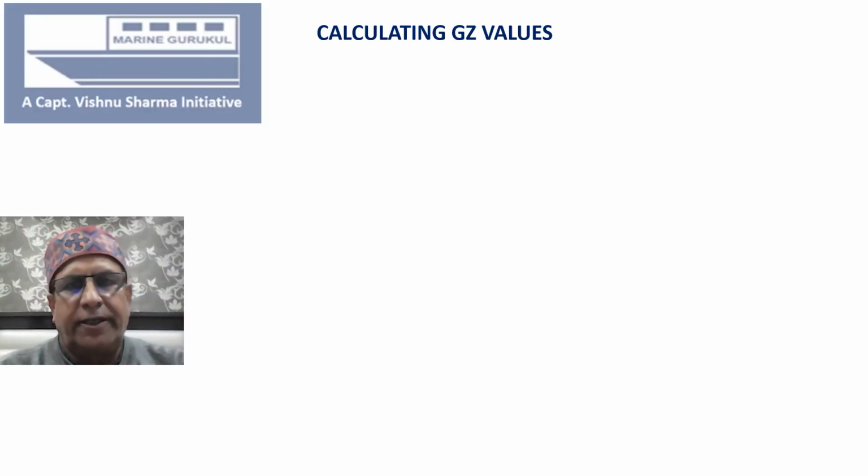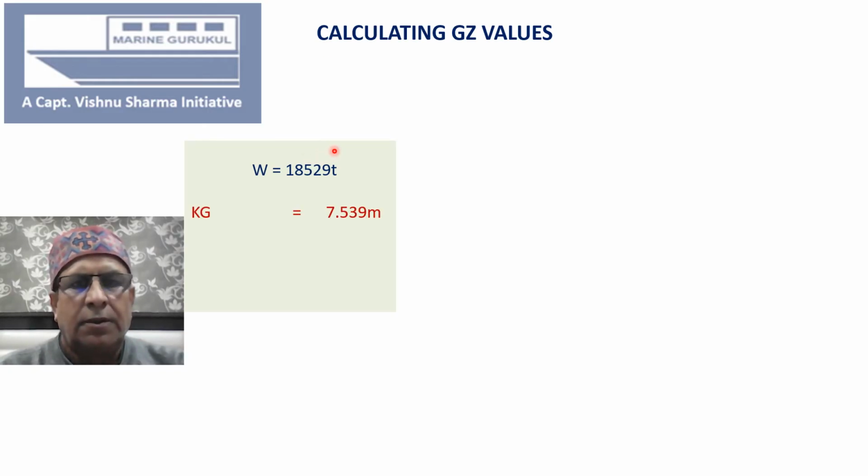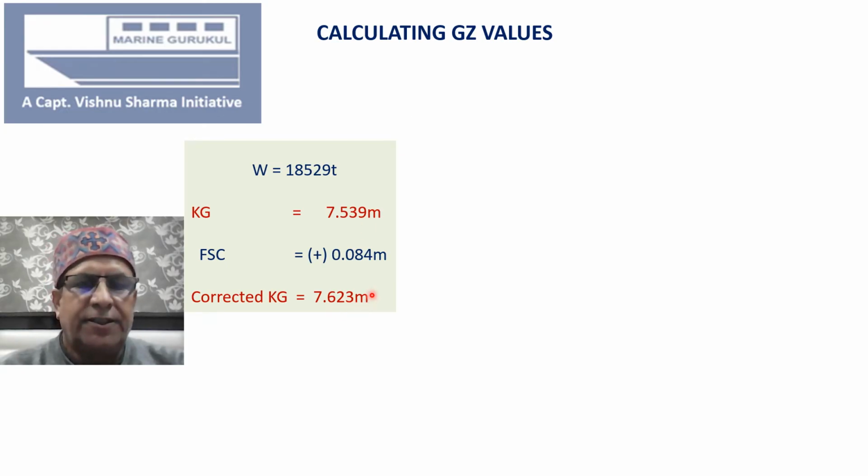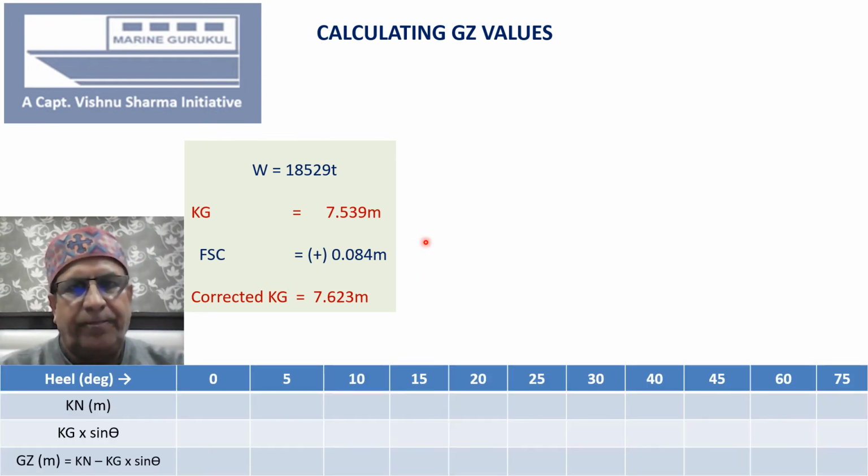Let's now calculate the GZ values. We have given displacement 18529 tons, KG 7.539, FSC 0.084. We add to that, and that gives us the corrected KG or KG fluid, 7.623. It is 7.623 meter KG that shall be used in obtaining the GZ.